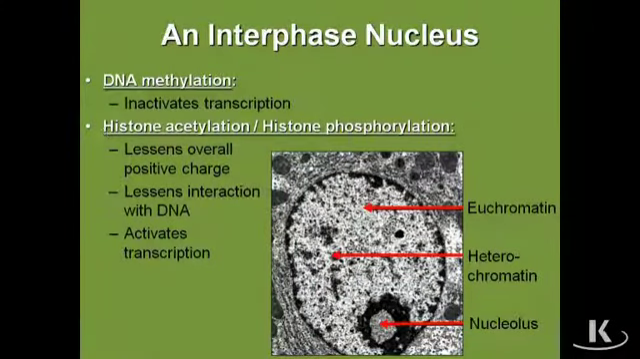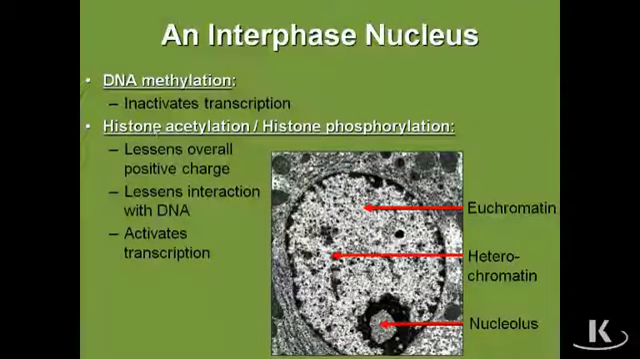The next step down here is histone acetylation or phosphorylation. Histone acetylation and phosphorylation actually works the opposite. When histones become acetylated or phosphorylated, what they end up doing is losing some of the positive charge that holds them in contact with the DNA. If they lose the positive charge, they're going to dissociate from the DNA, and now the DNA is more accessible for enzymes to come in and start transcribing, and then later translating the RNA into protein.